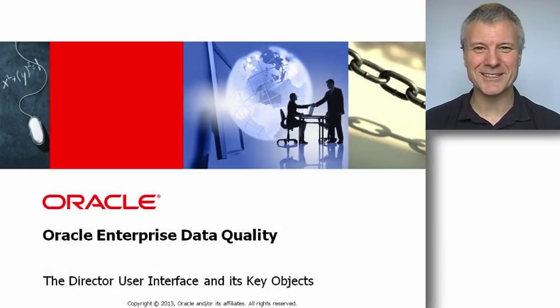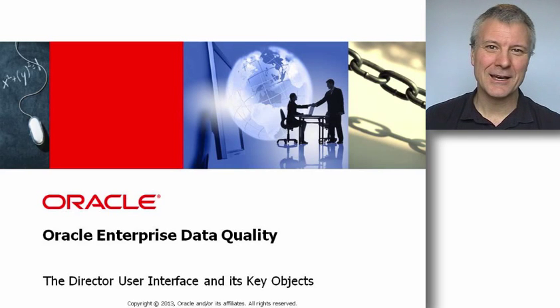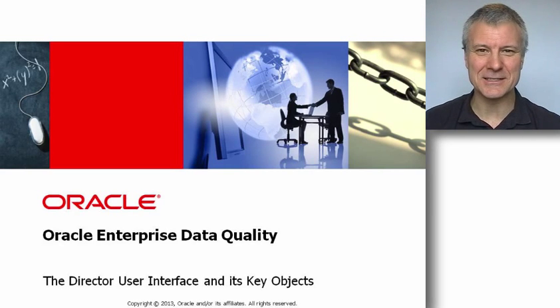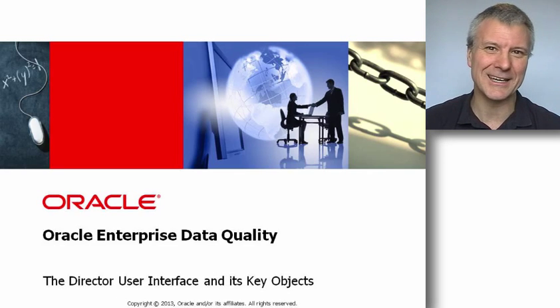In this module, I'd like to tell you about the Director user interface and how it works. There are two main user interfaces for enterprise data quality. This is one of them, Director. It's used for configuration and testing. The other one is called the Server Console, and that's used for operations in production environments. And we'll talk more about that one later on.